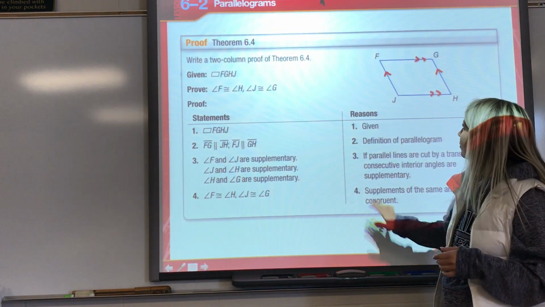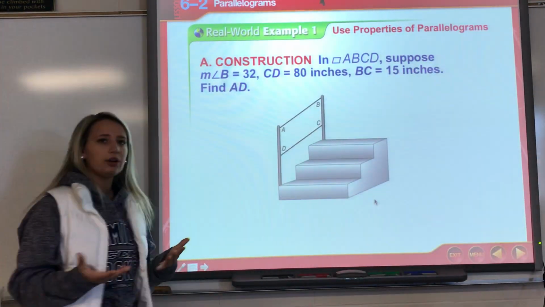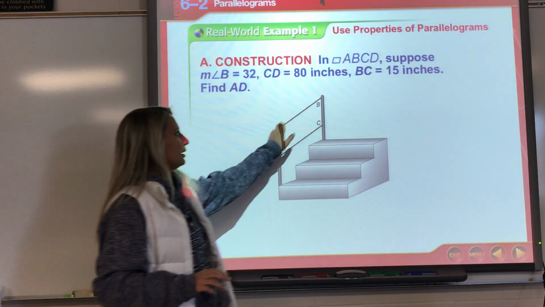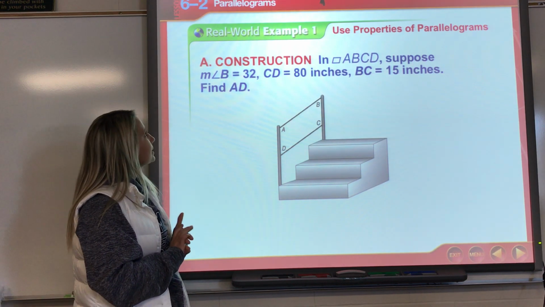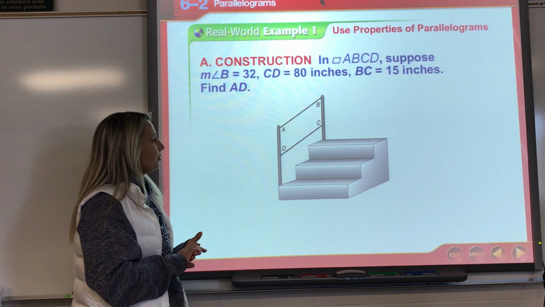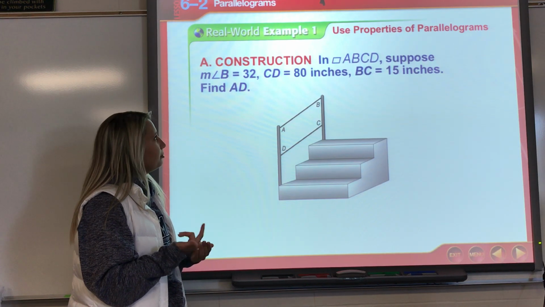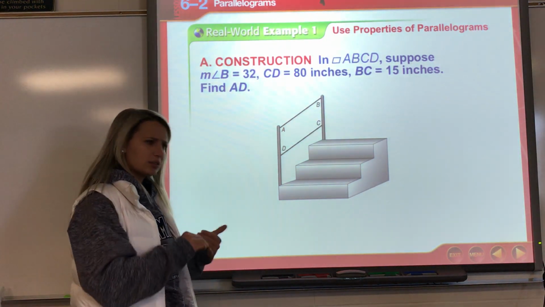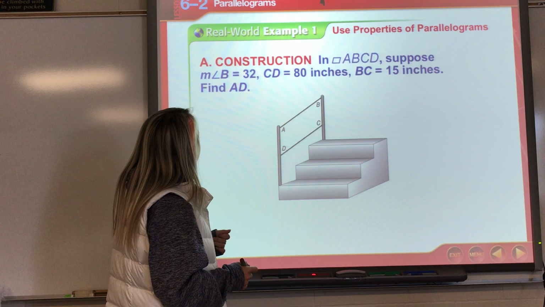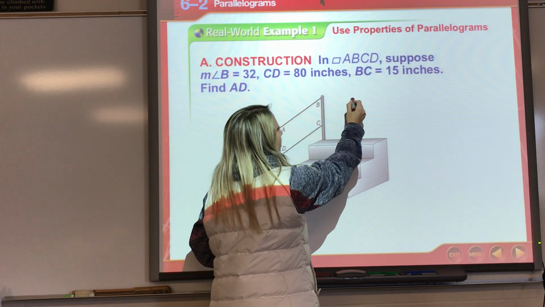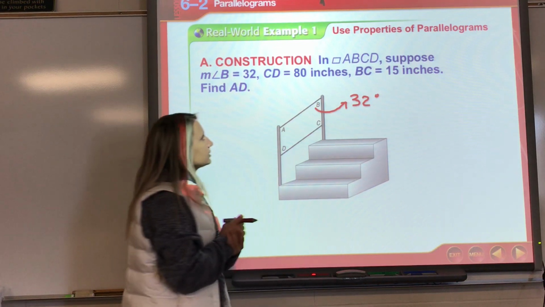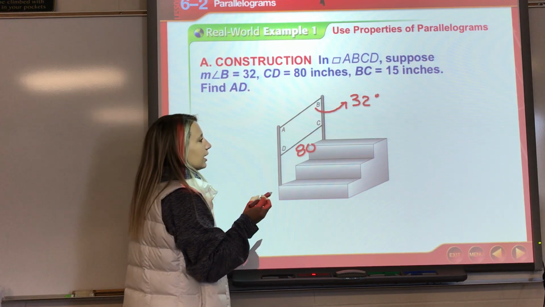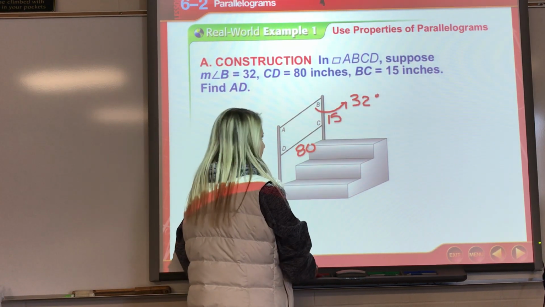Okay, so here's a little bit of a real-world situation. So in construction, we're given parallelogram ABCD. Suppose that the measure of angle B is 32, CD is 80 inches, and BC is 15 inches. We have to find AD. So first, I'm just going to fill in the stuff that they gave us to match our diagram. So we have the measure of angle B is 32, so I'm just going to do a little arrow and say this is 32 degrees. CD, it gives us that that's 80 inches, so I'm just going to say 80 right here. Okay, and then BC is 15 inches, so I'm going to write 15 right there.